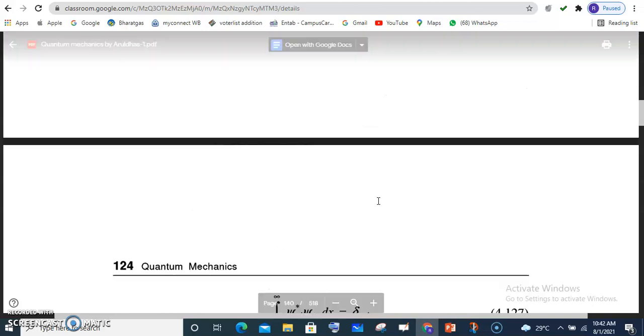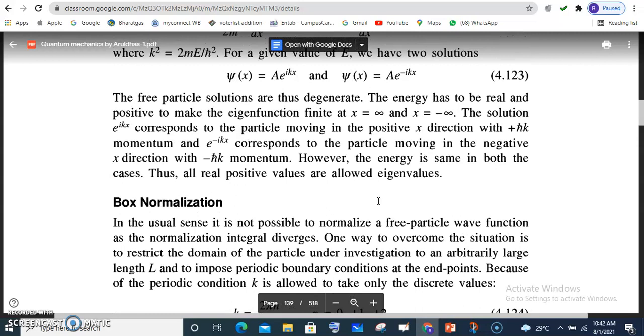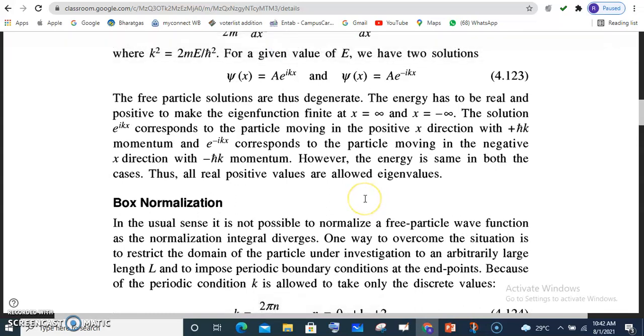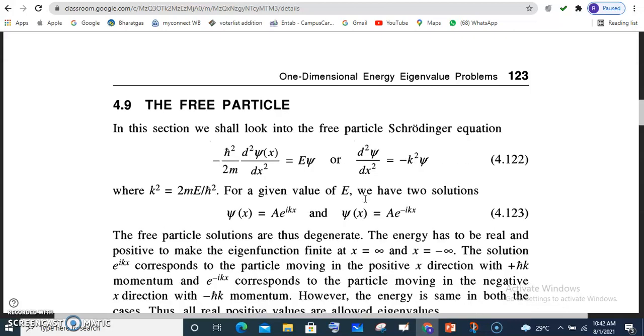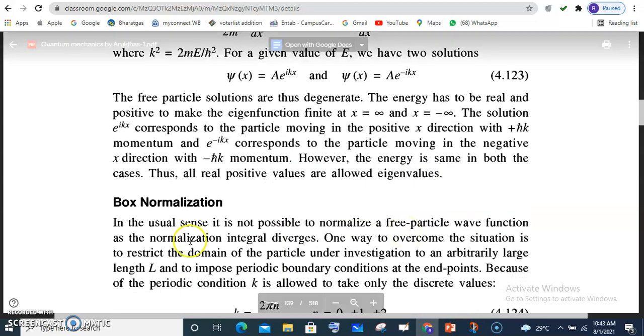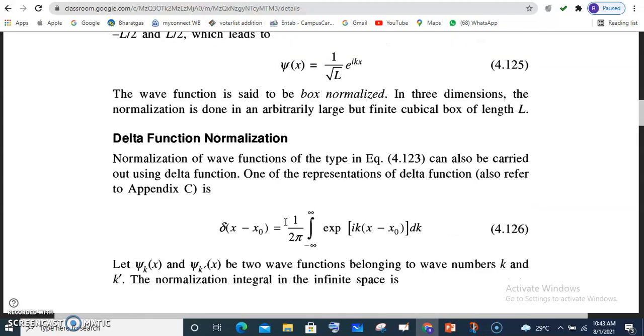So this is how we are solving the free particle Schrodinger equation by selecting either of the modes of normalization, because the wave function we have obtained is not normalizable, since it diverges. So in order to avoid that, we have to choose either box normalization or delta function normalization.